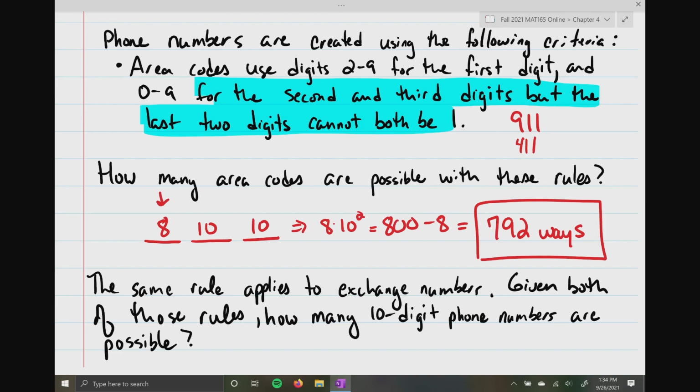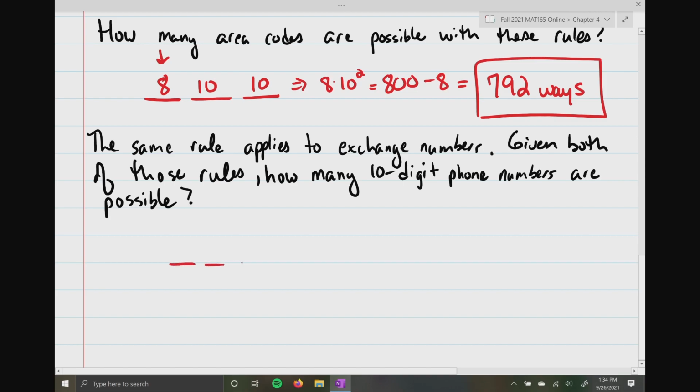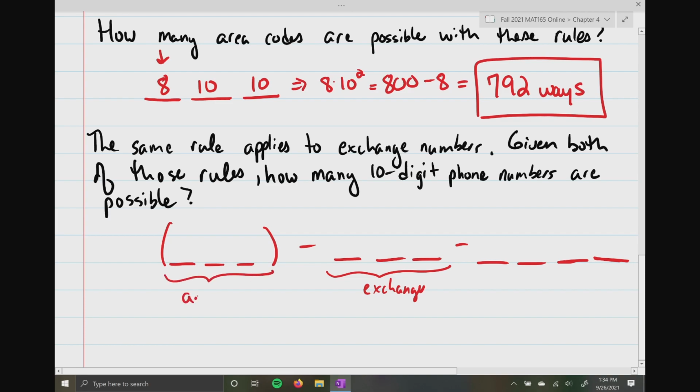All right? Now for the second part, the same rule applies to exchange numbers. Now, the exchange numbers are those 3 digits before the last 4 digits. So they're like the ones scrunched in the middle, okay? And I'll go ahead and write it out for us. So the same rule applies to the exchange numbers. Given both of those rules, how many 10-digit phone numbers are possible? So let me go ahead and write this out here. So the first 3 digits are always your area code. Then the next 3 digits, those are your exchange numbers. And then the last 4 digits, I don't even know if they have a special name. I think they're just there to differentiate.